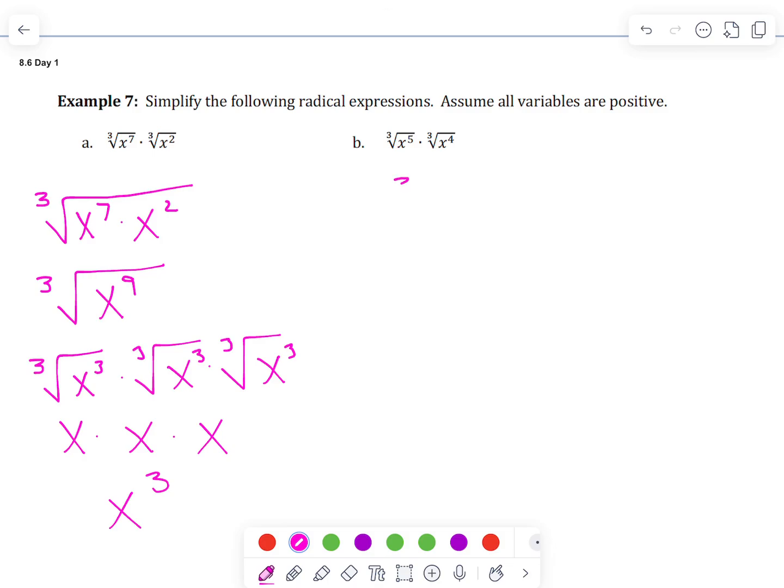Next one, we have another index of 3. So we can combine them as x to the 9th. And now notice we have the same answer that we had here. So that will reduce down to x cubed.